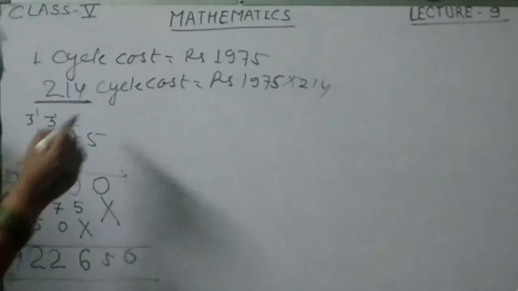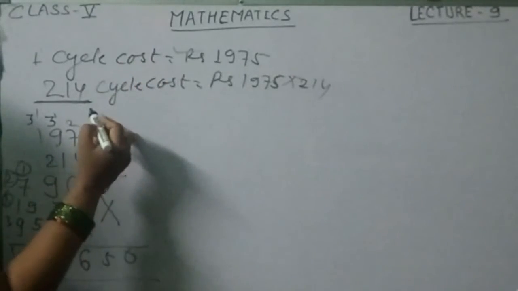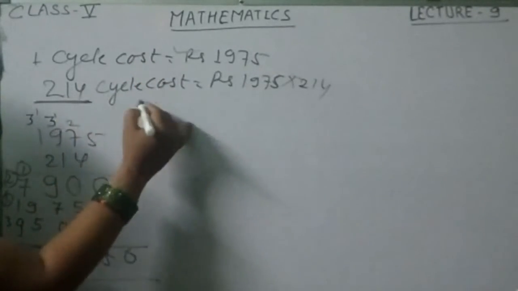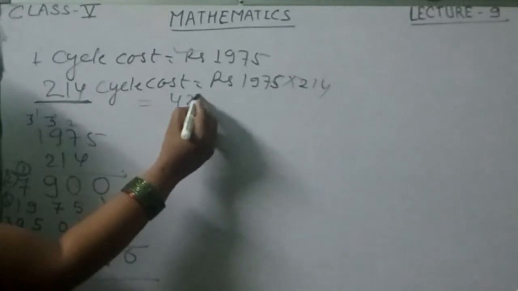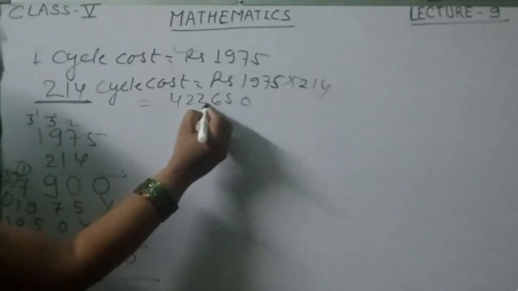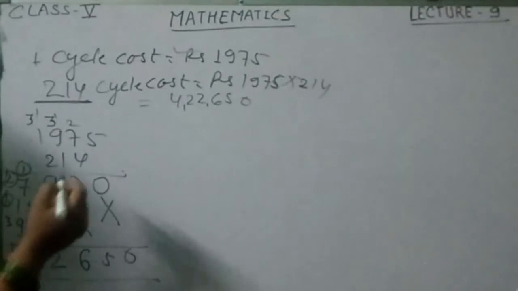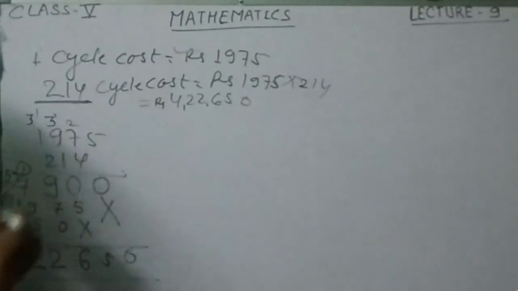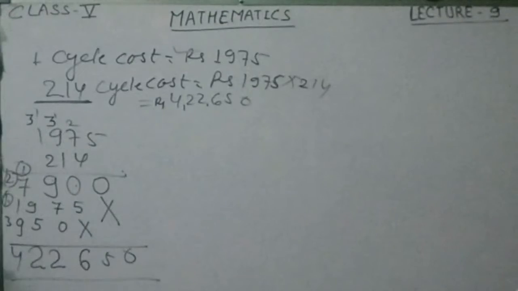One cycle cost is 1975. Then 214 cycle cost is 422650. You have to write 4,22,650. That is the cost of 214. Same way you have to solve.